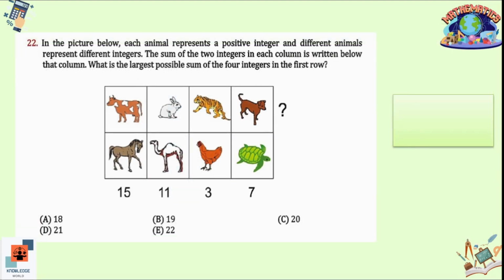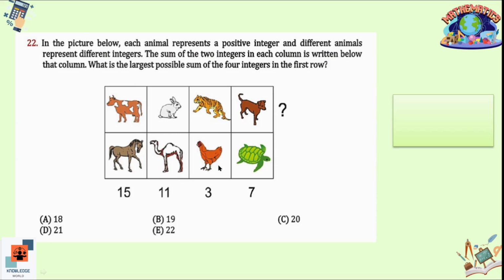Question number 22. In the picture below, each animal represents a positive integer and different animals represent different integers. The sum of the two integers in each column is written below that column. What is the largest possible sum of the 4 integers in the first row?